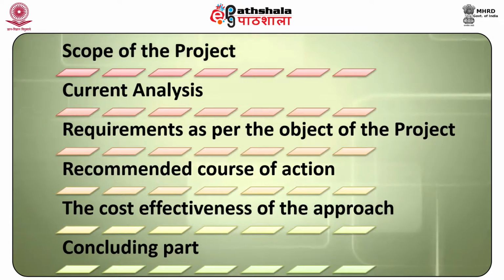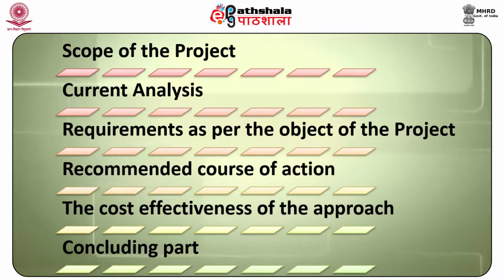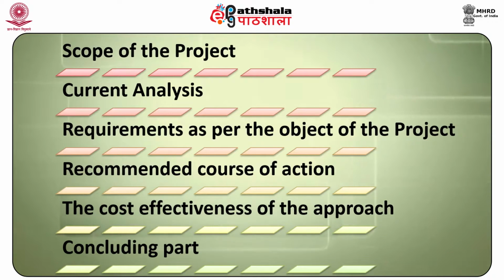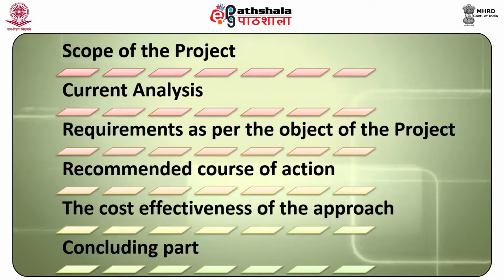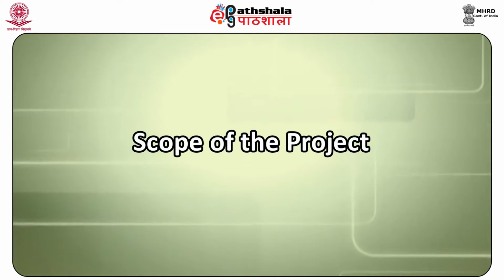The following are the main components of an effective feasibility study. A. Scope of the project. B. Current analysis. C. Requirements as per the object of the project. D. Recommended course of action. E. The cost effectiveness of the approach. And lastly, the concluding part.